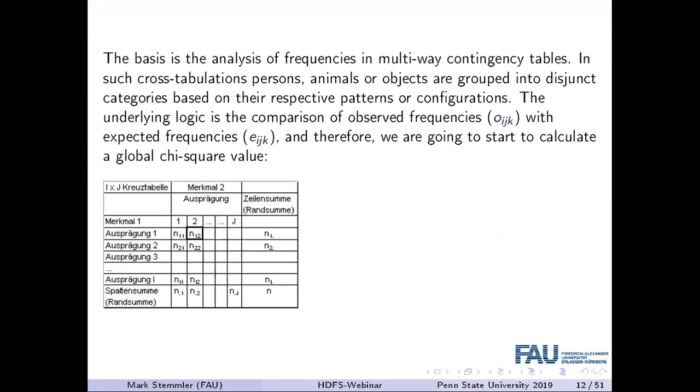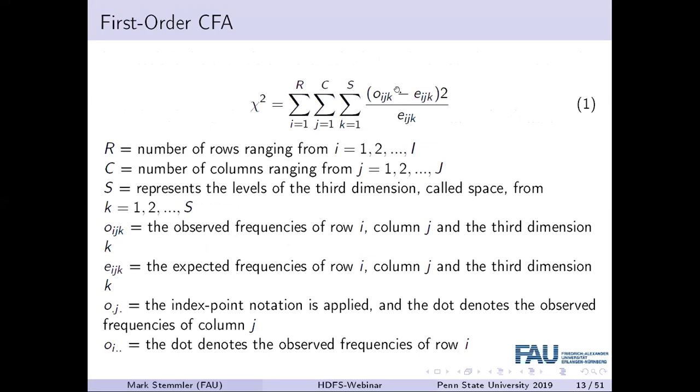I'm sorry for having only a German picture of a nice cross tab. So we are analyzing multi-way contingency tables. In such tables, persons, animals, or objects are grouped into disjunct, exclusive categories based on their respective patterns or configurations. And this is now very important. The underlying logic is the comparison of observed frequencies with expected frequencies. Maybe you have already learned something about analyzing a 2x2 table using a chi-square value. Well, this is a good start because comparing observed with expected frequencies is something that is used in first order CFA.